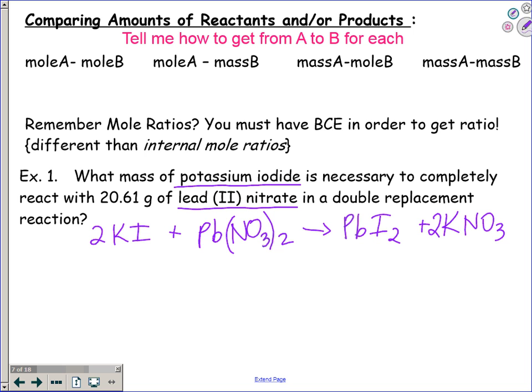Okay, so I know you've read the question, but let's go ahead and analyze this together. What mass of potassium iodide is necessary to completely react with 20.61 grams of lead-2 nitrate as a double replacement reaction? Okay, so the way I've always taught it to my students, the way I learned it, and the way I've been successful with it is to write down what my givens and my unknowns are. So my question here is grams of potassium iodide, mass potassium iodide, okay? I know that's what I'm going to at the end. My starting point is the only other given here, which is the 20.61 grams of lead-2 nitrate.